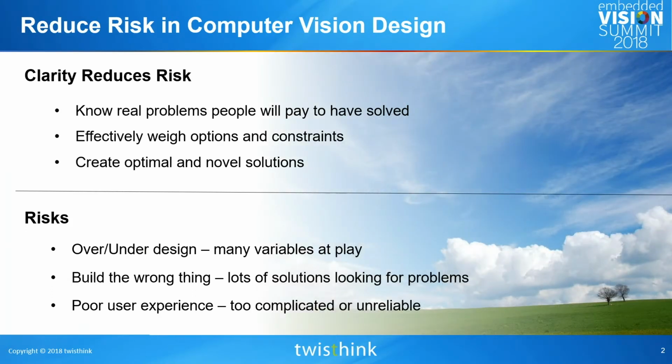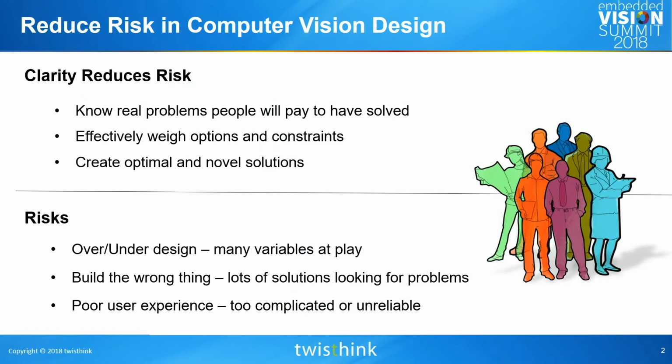So what my talk really proposes today is that clarity is the antidote to risk. Getting clarity around what are the exact problems that we need to solve, knowing exactly what that is, and not just a problem, but problems that are valuable to the market. And the other thing we need is tools to help us effectively weigh the options and constraints in a design. And thirdly, a systematic way to create optimal and novel solutions. I think the key that unlocks that clarity is focusing on the user experience.